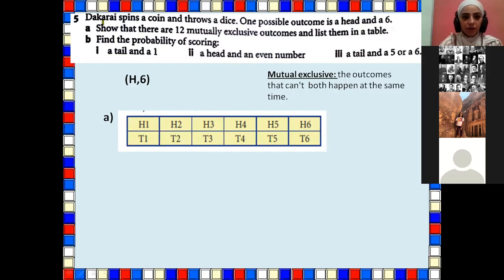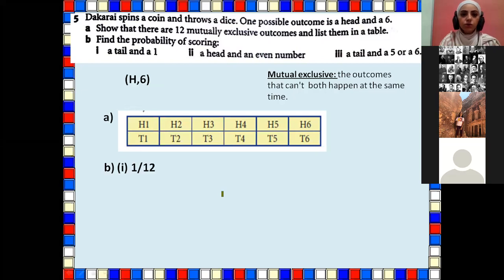Now, part B, find the probability that the score is a tail and a 1. Haneen? 1 out of 12. Yes, excellent. Tail with 1, this is it. There's only this one, which is 1 out of all the 12 outcomes. So this is our answer, 1 out of 12.